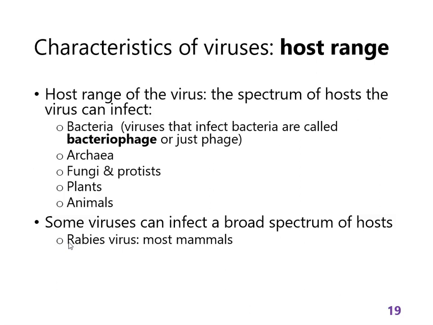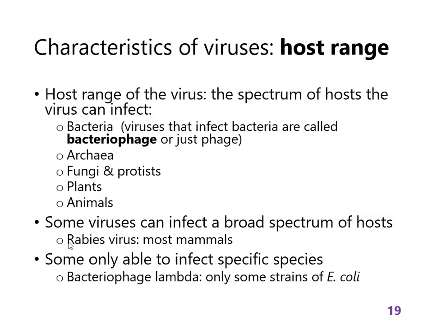Influenza can infect birds and pigs and humans, and that means we keep getting influenza. We keep getting over it as humans and then getting it back from pigs and birds. So that broad spectrum really does matter in terms of our relationship to a virus. Other viruses have incredibly narrow range.